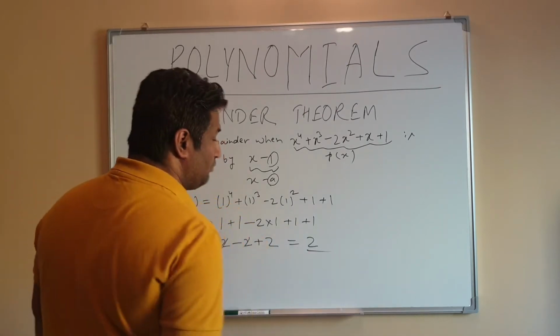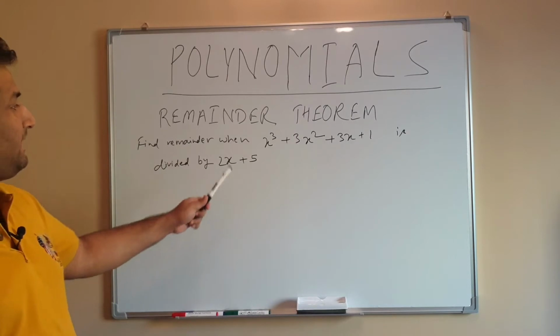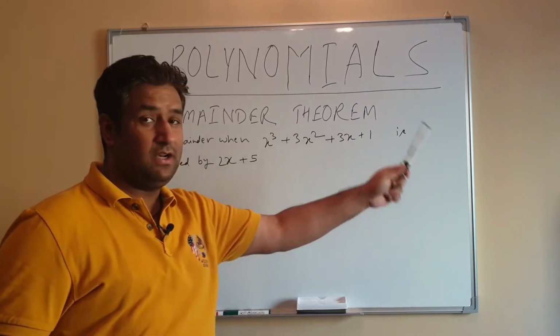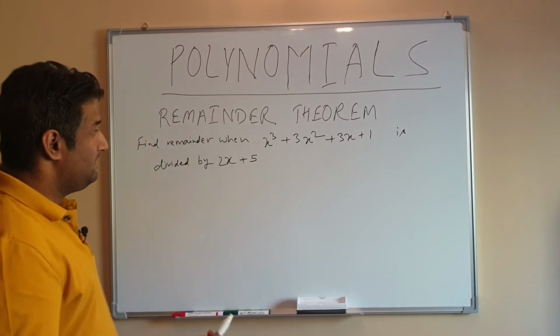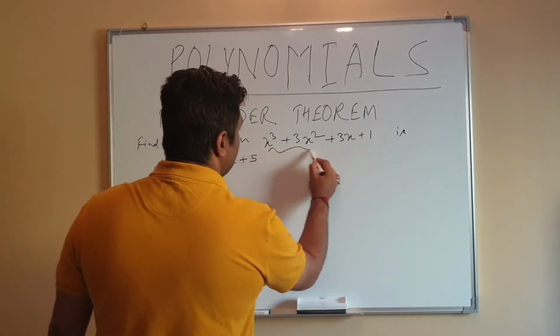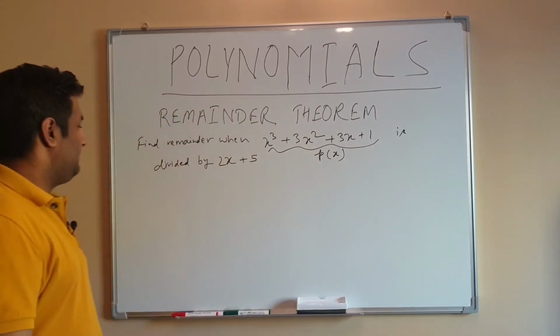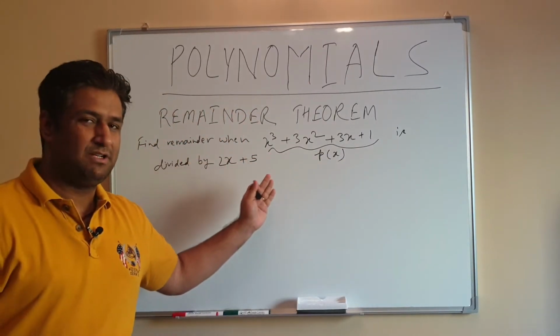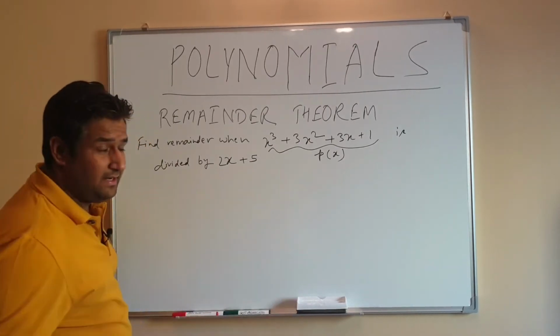Okay, so let's do one more example. The next example we have is: find the remainder when x cube plus 3x square plus 3x plus 1 is divided by 2x plus 5, right? As per the remainder theorem, this is nothing but our p of x divided by 2x plus 5. So basically we have to convert this into x minus a form.